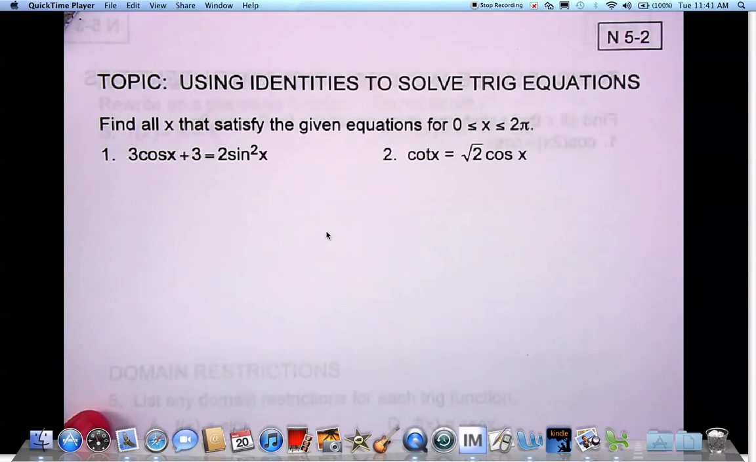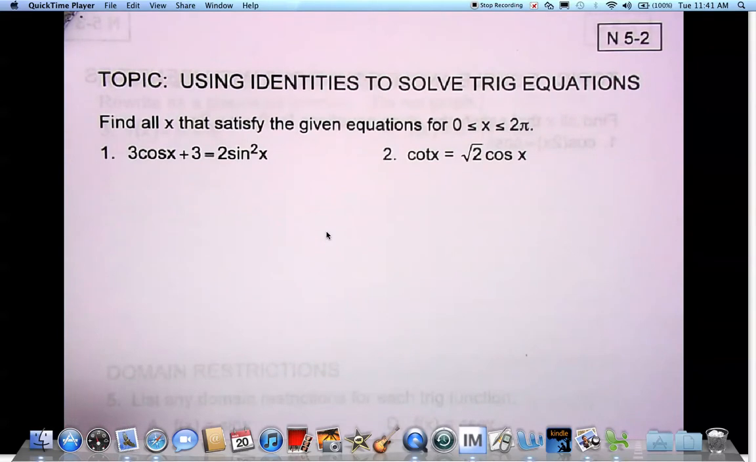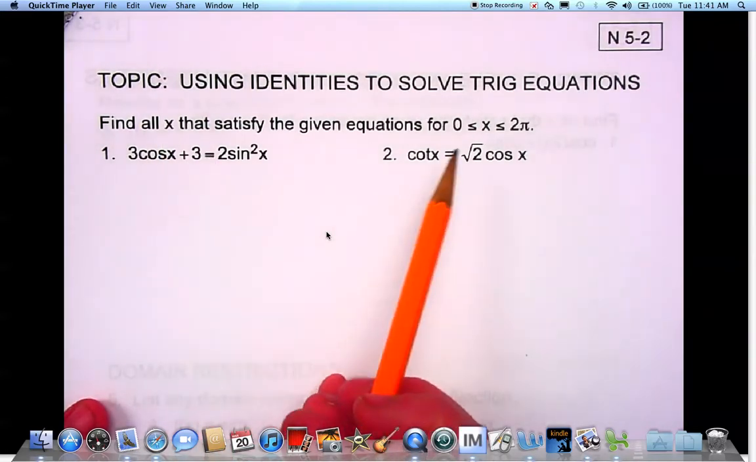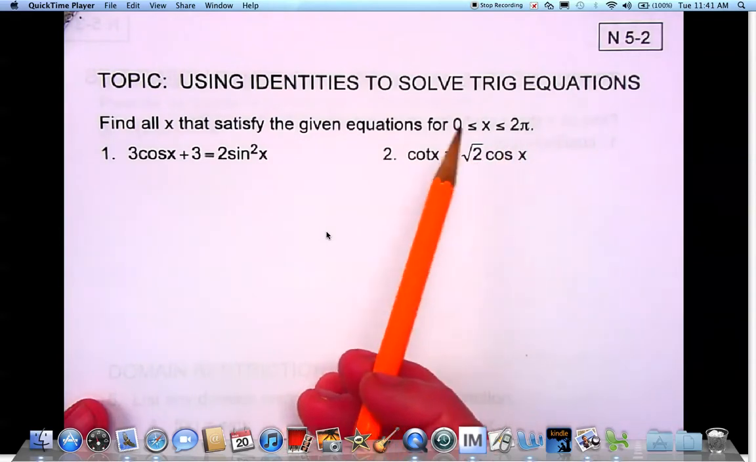Okay, we're going to use identities today. We're on a different page. We're going to use identities to solve trig equations. Yesterday all we did was factor. We didn't really use our identities, but today we're going to have to use them. We're going to find all the x that satisfy the given equations for x between 0 and 2 pi.